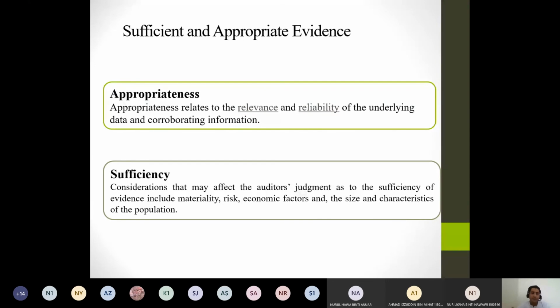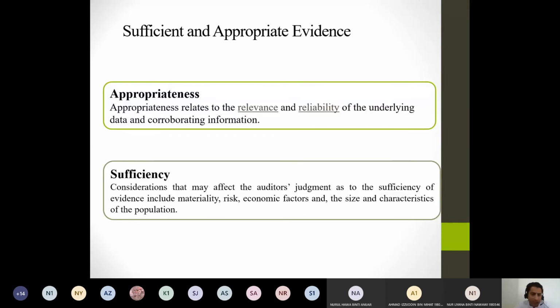So let's say sufficiency. Should we rely on one side or one person to deliver the evidence, or should we call another person to confirm? So the more sources of evidence we have, the more sufficient the evidence is, and that will be reflected in the auditing process.